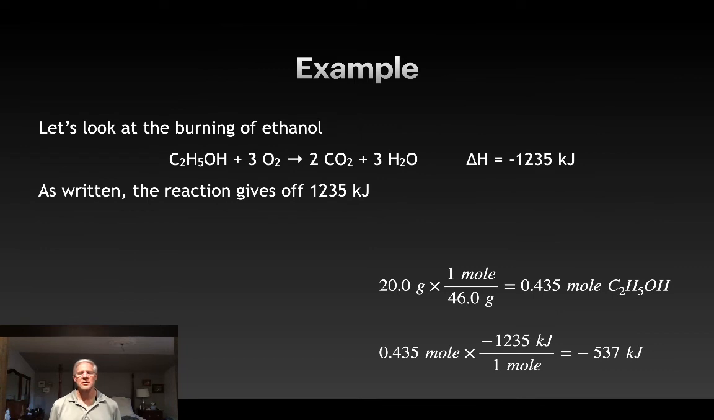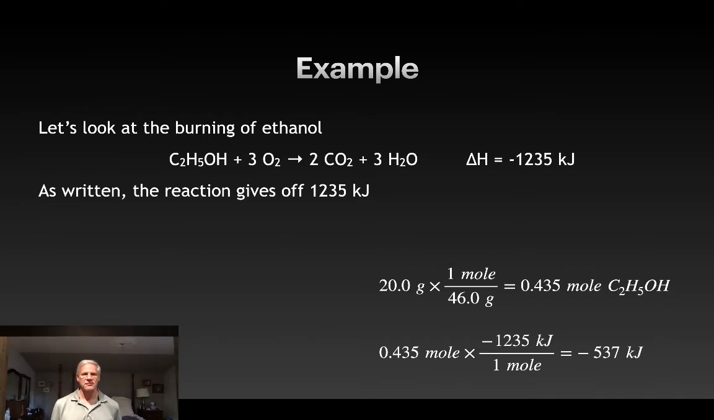So let's look at the burning of ethanol here. If we have C2H5OH plus 3O2 going to 2CO2 plus 3H2O, just burning of ethanol, that has a delta H of negative 1235 kilojoules. So as written, that reaction gives off 1235 kilojoules.